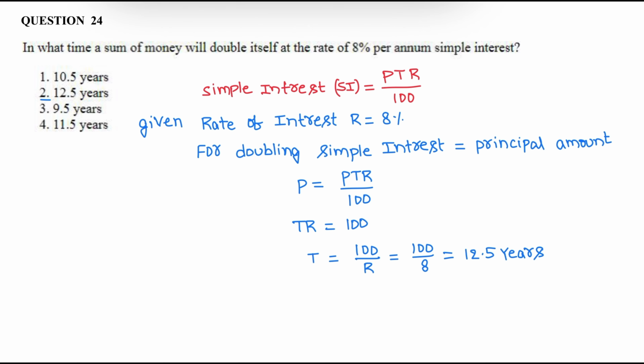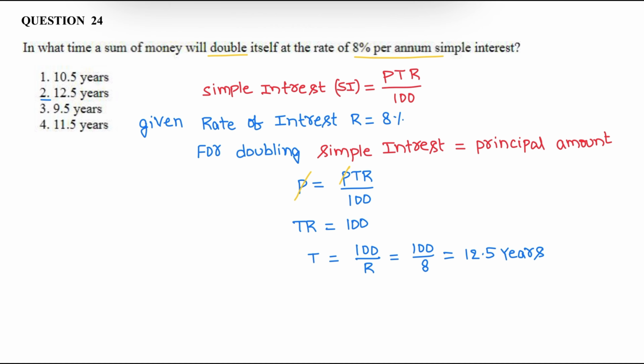Question number 24. In what time will a sum of money double itself at the rate of 8% per annum simple interest? We know simple interest SI is equal to PTR by 100. Given rate of interest R is 8%. For doubling, simple interest is equal to the principal amount. Here simple interest is replaced by the principal amount, so P and P get cancelled.